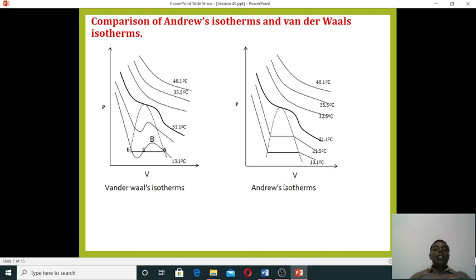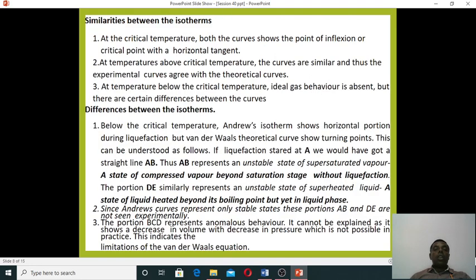By looking at these two graphs, we can draw two things: the similarities and the differences between the van der Waals and Andrews isotherms. Let me see the similarities first. At the critical temperature, both curves show the same point of inflection, the critical point, with a horizontal tangent. At temperatures above the critical temperature, the curves are similar, and the experimental curves agree with the theoretical critical values. At temperatures below the critical temperature, ideal gas behavior is absent in both. So what are the differences in these isotherms?